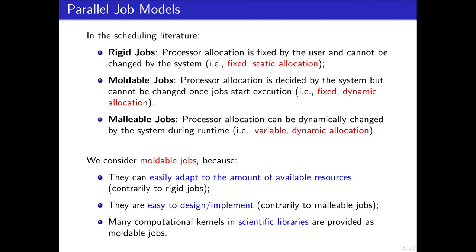So what is a moldable job? In the scheduling literature, parallel jobs are typically classified into three categories. Rigid jobs are jobs where the processor allocations are fixed by the user and cannot be changed by the system. Hence, these jobs have fixed and static allocation. For moldable jobs, the processor allocations can be decided by the system, but once the job has started, they cannot be changed. Hence, these jobs have fixed but dynamic allocation. Lastly, a job is a malleable job if the processor allocation can be dynamically changed by the system during runtime, thus having variable and dynamic allocation.